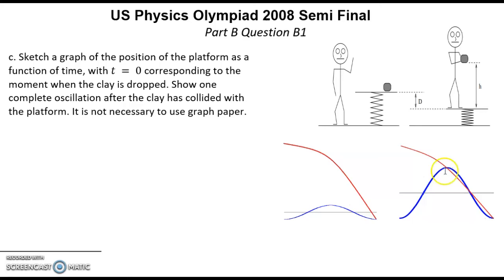Highest position means that the platform moved for half a period, and this half period was half the time for the clay to drop. It means that the clay reached a height of only 3 over 4 h, and if this is height 3 over 4 h, it means that the amplitude for the platform will be 3 over 8 h.